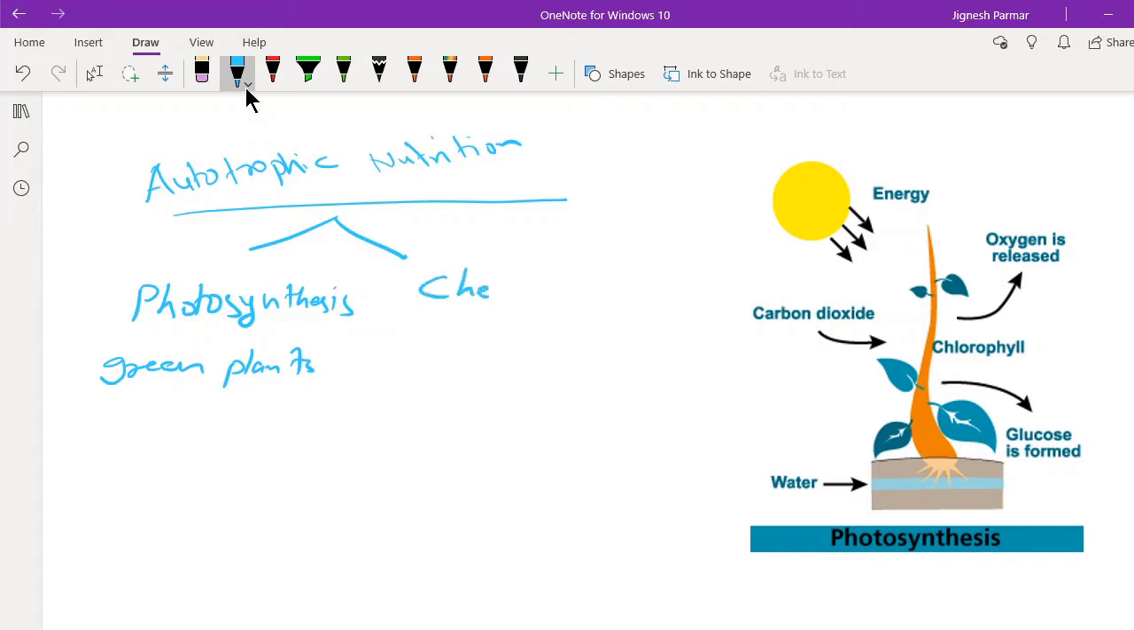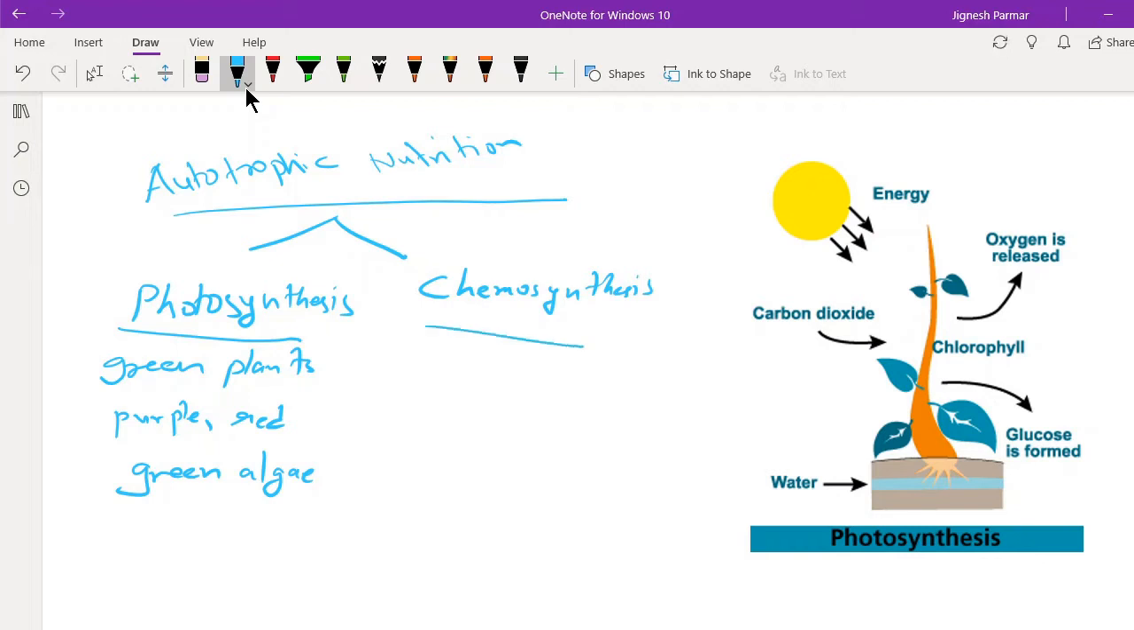And the second one is chemosynthesis. Along with green plants, we have certain purple, red, and green algae also. They can also prepare their own food with the help of photosynthesis, which we will discuss in detail.